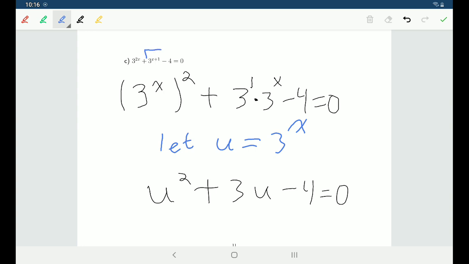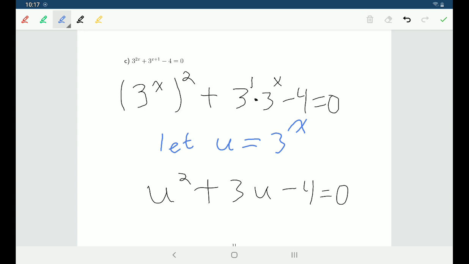And for 3 to the power of x plus 1, one of the properties of exponential functions is that you could say that that is 3 to the power of x times 3 to the power of 1, or I've written it as 3 to the power of 1 times 3 to the power of x. And so now you can see that we do have something where with a substitution it turns into something quadratic, because we've got a constant term, we have a something and the same something that's being squared.